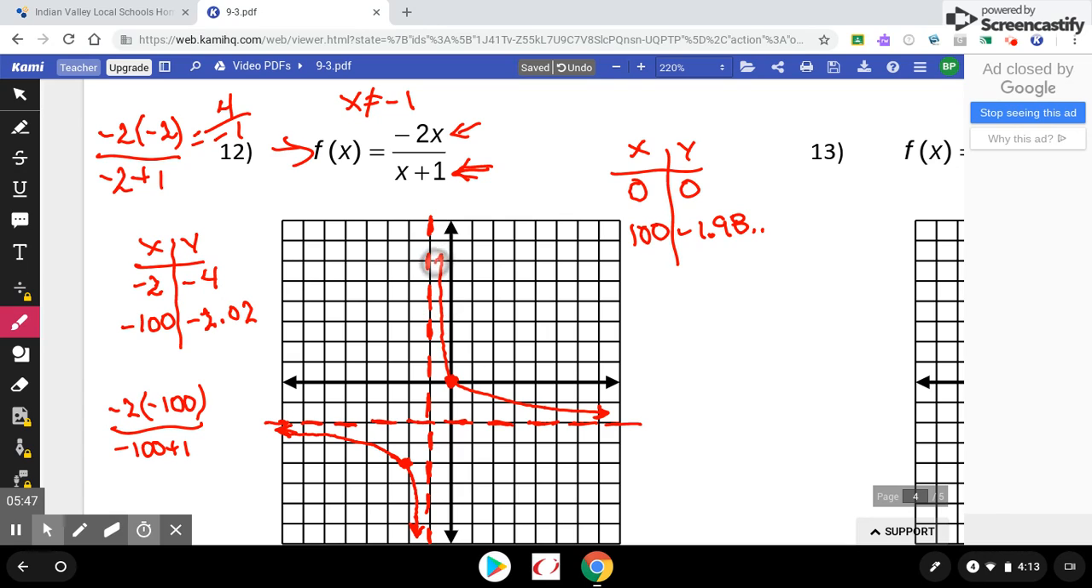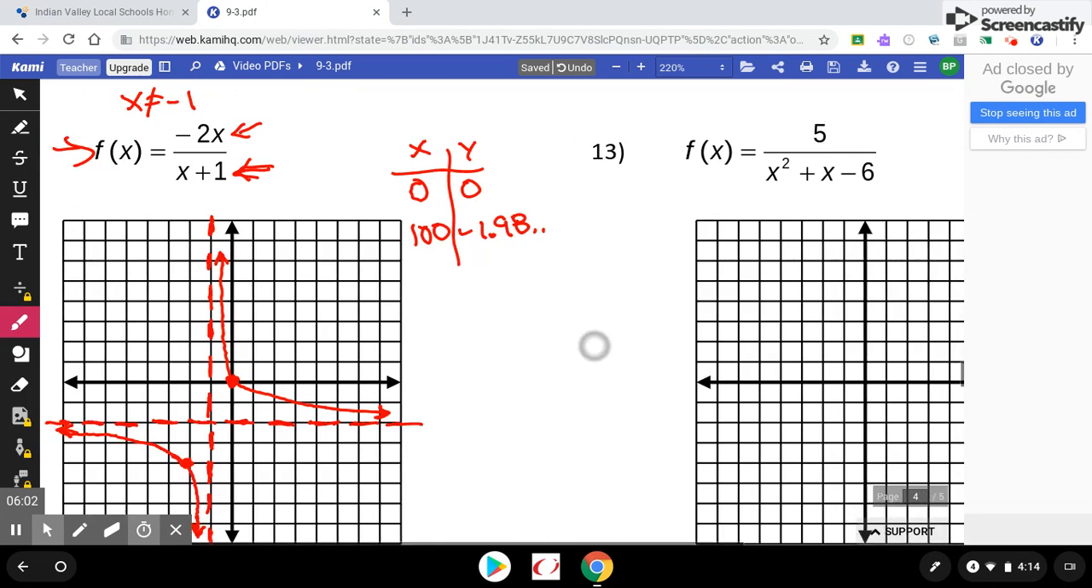And I can't go past the dashed line, so it's getting really close to the vertical dashed line, but never going through it. And those dashed lines are called asymptotes. They're a barrier where the graph never goes through. And that's what a rational function looks like, at least for that one. So let's try this one on the right.